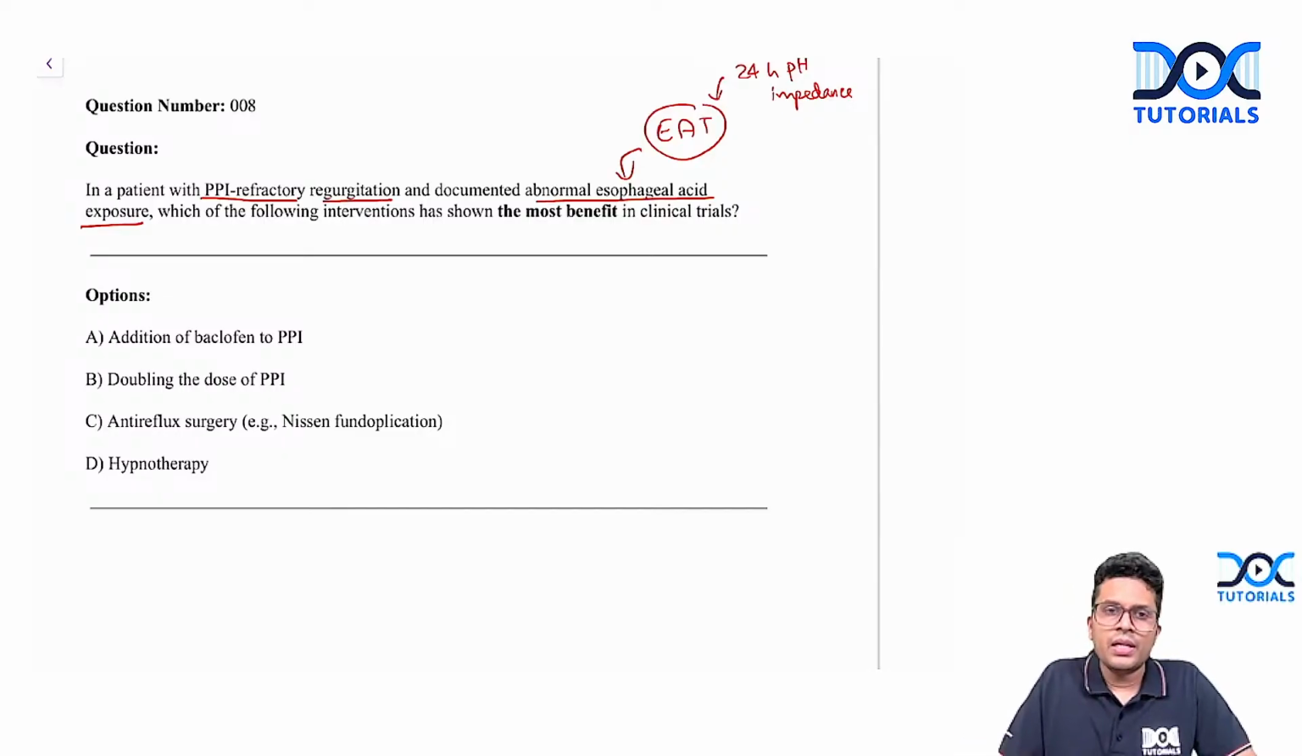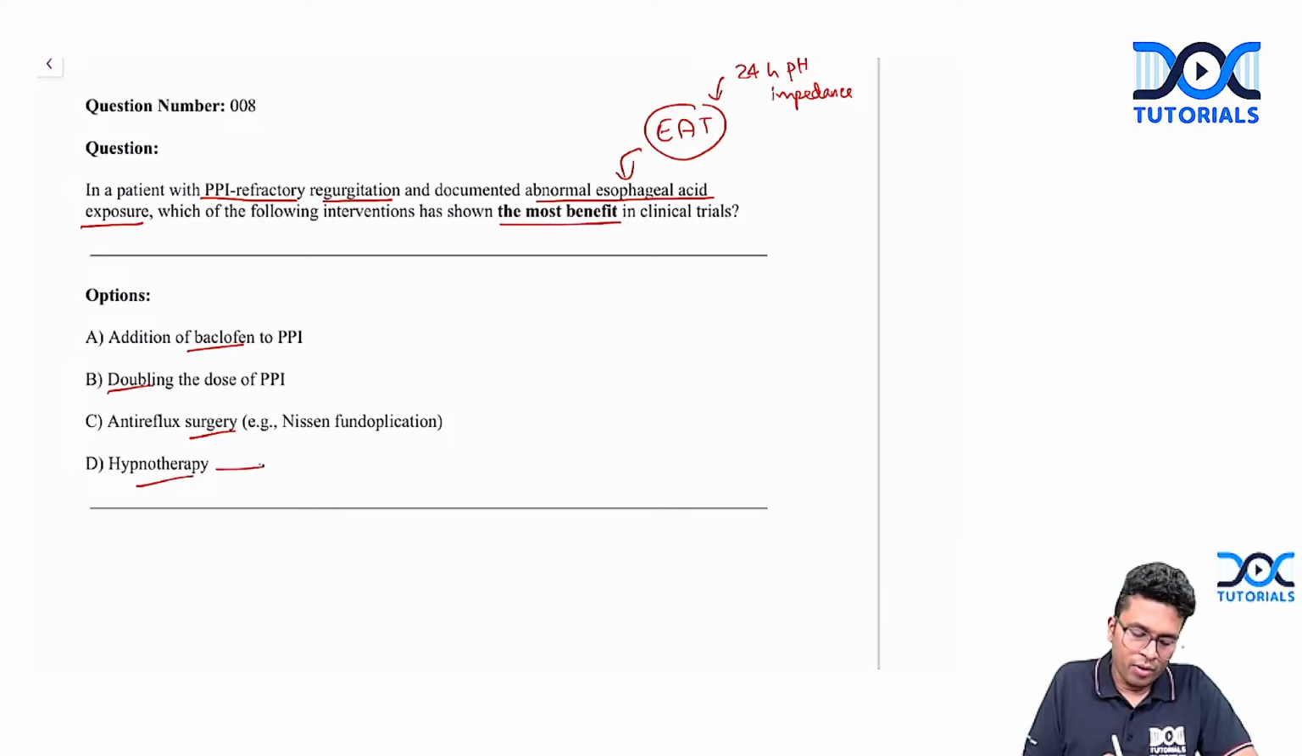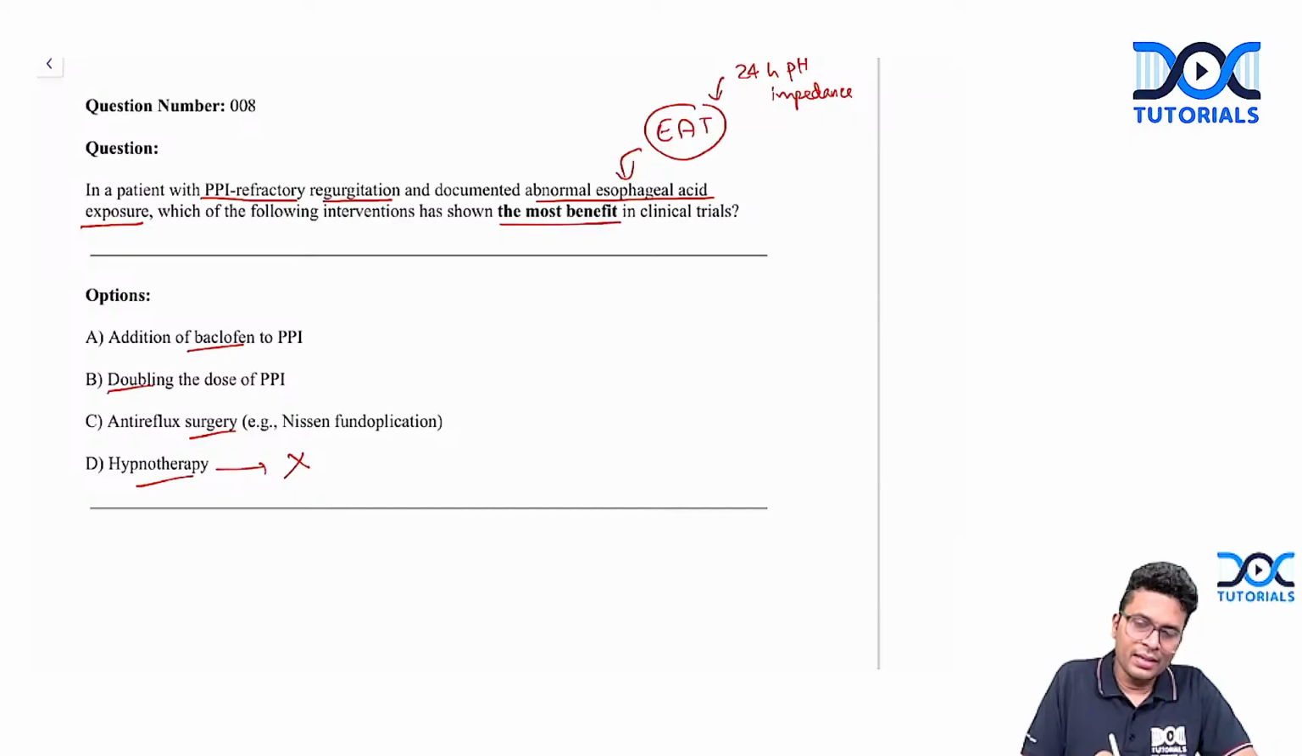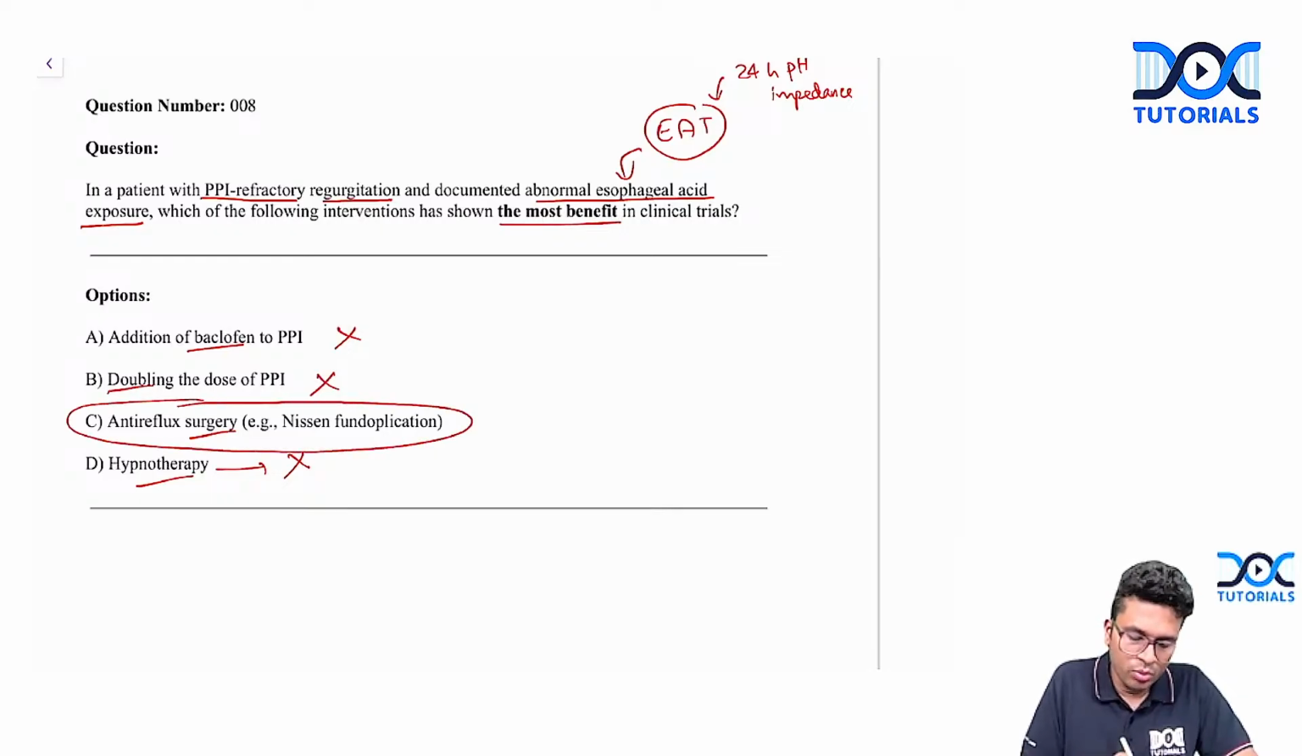If the patient is persistently having a problem, which of the following will benefit him most? Is it addition of baclofen to PPI, doubling the dose of PPI, anti-reflux surgery, or hypnotherapy? Now, hypnotherapy is for functional heartburn or conditions where there is no actual abnormal acid exposure. PPI refractory, you define when you have already tried appropriate dosing of PPI. So the best answer after ruling out is Nissen's fundoplication.